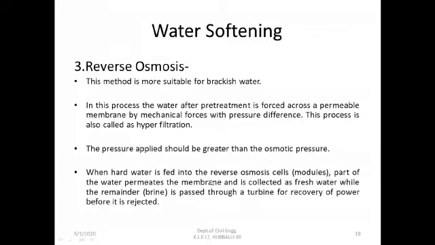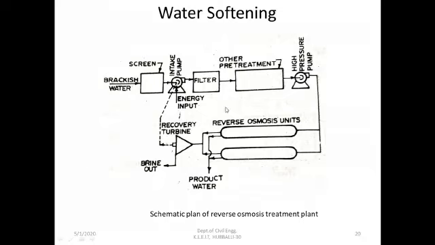When hard water is fed into these reverse osmosis cells or the modules, part of the water permeates the membrane and is collected as fresh water, while the remainder, which is in the form of brine, is passed through a turbine for recovery of power before it is being rejected. So this is how it is done.